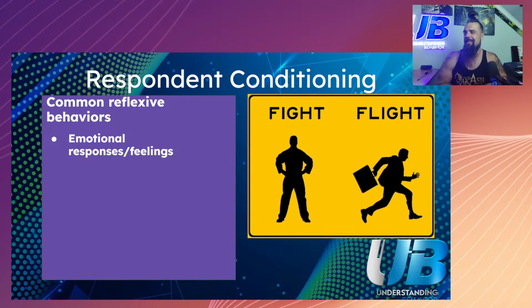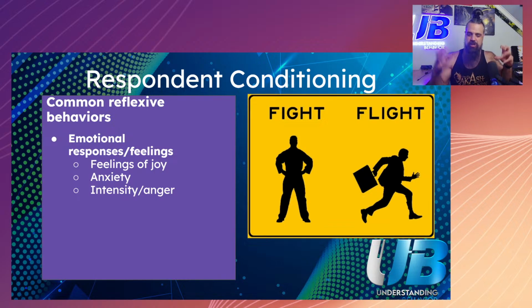Cool. Yeah, there's some good examples here. So we want to think about feelings, for the most part. It's feelings of joy, feelings of anxiety, feelings of intensity or anger. Those would all be our examples of reflexive behaviors.